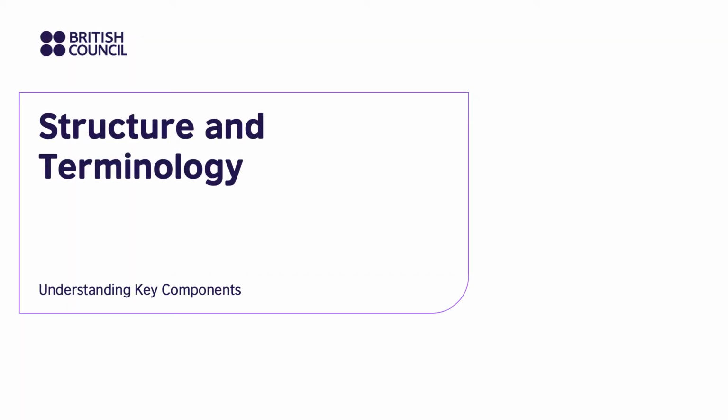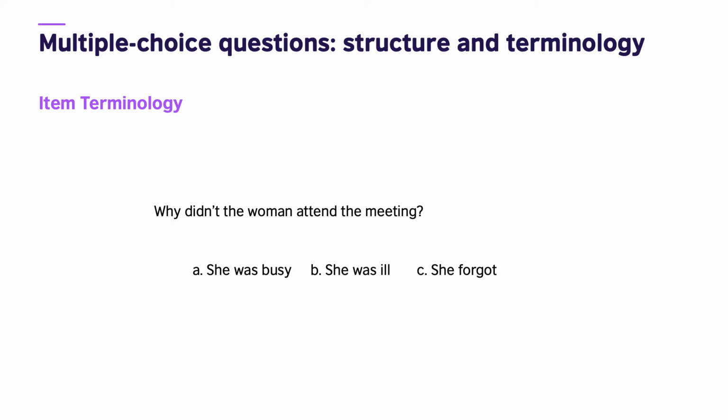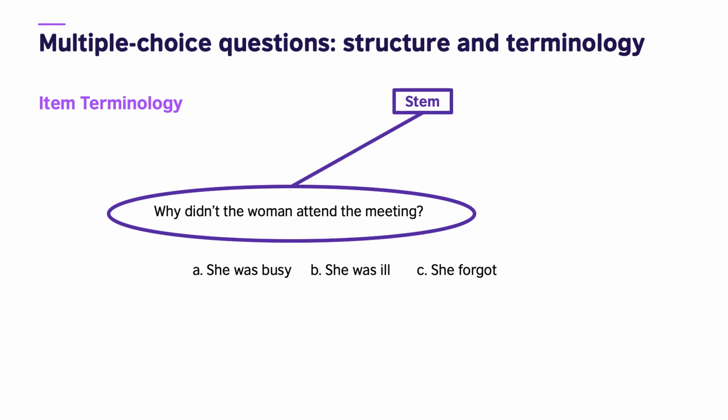In this section, we will look at the structure and terminology of MCQs. MCQs are widely used in language testing. This is an example of an MCQ that might appear in a listening or reading paper. There is the question itself, which is sometimes referred to as the stem. In this example, the stem is an actual question. However, the stem can also be used as a gapped sentence, as you will see in the grammar items. The specifications will state the appropriate format.